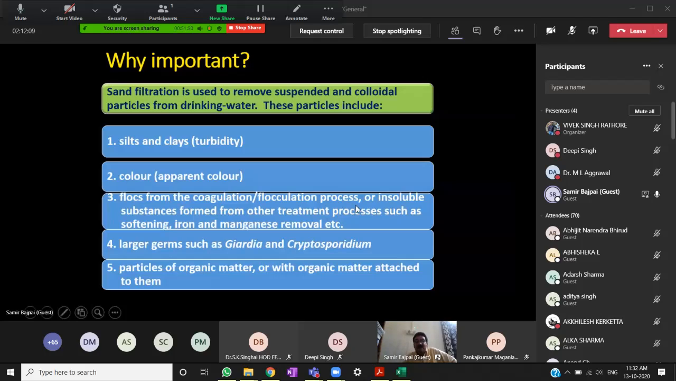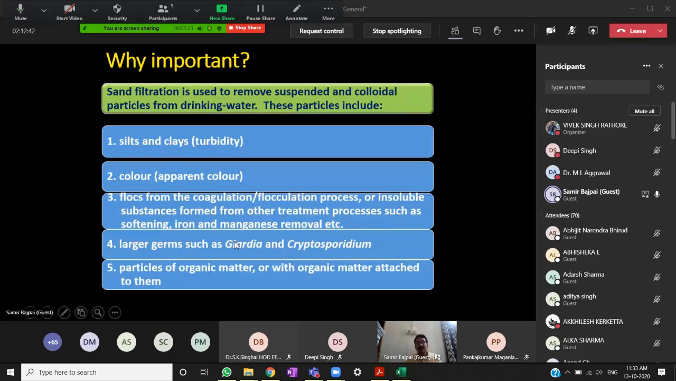precipitation, all the flocks which are formed. Giardia lamblia is a protozoa which is resistant to chlorine. So if you are not having filtration and supply water directly to the population, that population will have a disease known as giardiasis, which is again diarrhea, watery discharge. And then you have Cryptosporidium, again a protozoa which forms spores, a protective layer, and is not affected by disinfection. So filtration actually removes them 100%.